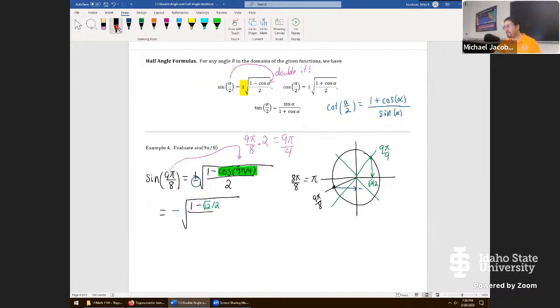And the whole thing is divided by 2. So it doesn't look like we wrote a lot, but we really did a lot. This is a pretty technical identity to get through. Any questions so far, folks, to that stage?